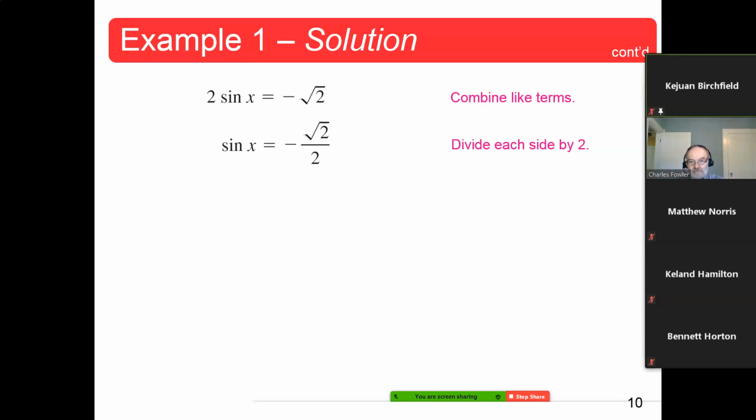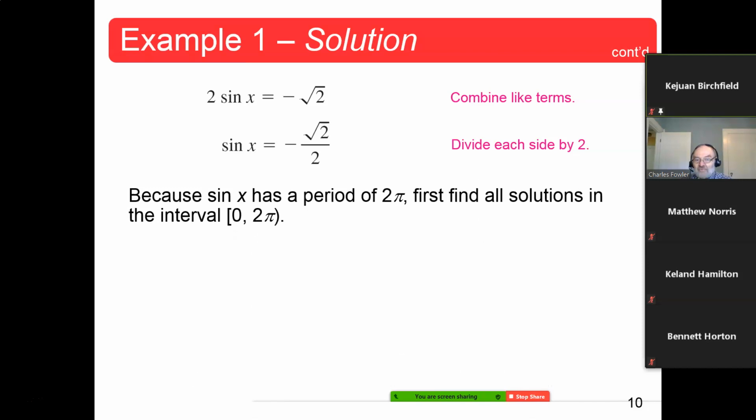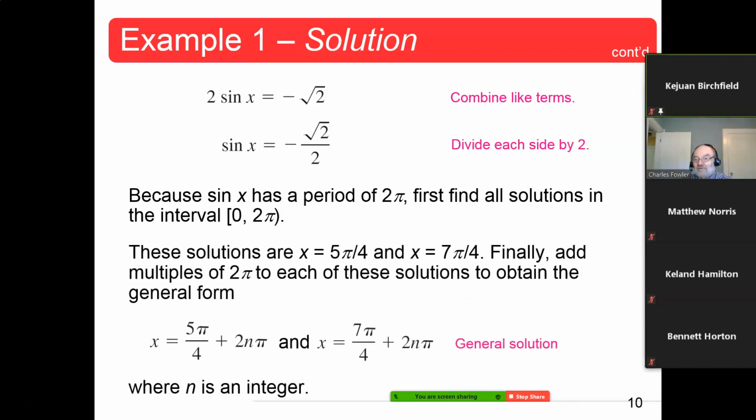Now, it solves for your trig function. Now we need to figure out what angles x make that a true statement. And again, sine is negative in the third and fourth quadrant. It's positive in the first and second, so it has to be in either the third or fourth quadrant, and that would be at reference angle pi/4 in the third and fourth quadrant, which would be 5pi/4 or 7pi/4. Because sine has a period of 2 pi, first find all the solutions in the interval 0 to 2 pi, and that would be third and fourth quadrant.